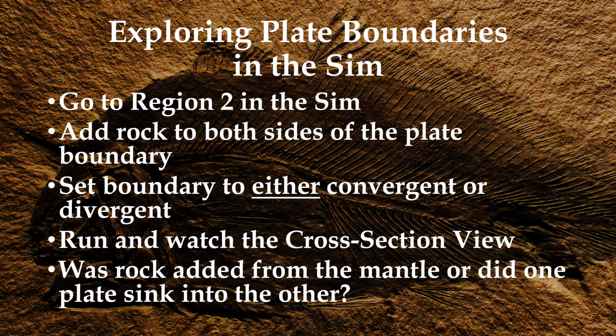Now that you've completed the model in OneNote, we're going to work with a more complete model that we'll find in the sim. Today you're going to create two situations, one where rock is added to the edges of both plates, and another where the plate sinks into the mantle. What you're going to do is log into the simulator, go to region 2 this time, add rock to both sides of the plate boundary, and set the boundary to either convergent or divergent. Run and watch the cross-section view. That's the bottom one. Pay attention to what's happening. Was rock added from the mantle, or did one plate sink into the other this time?